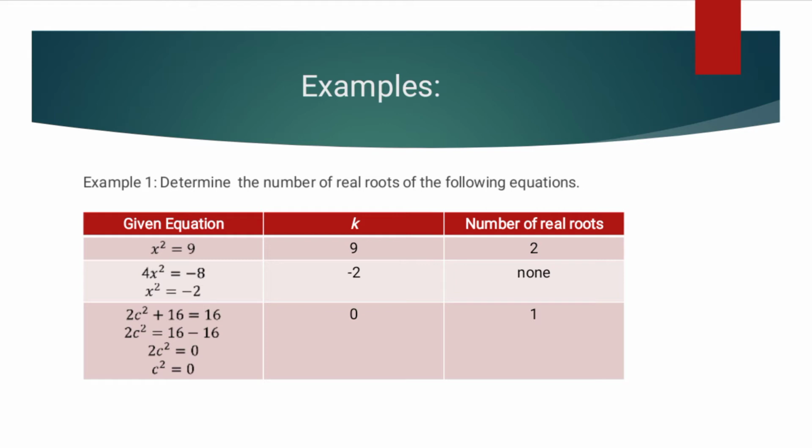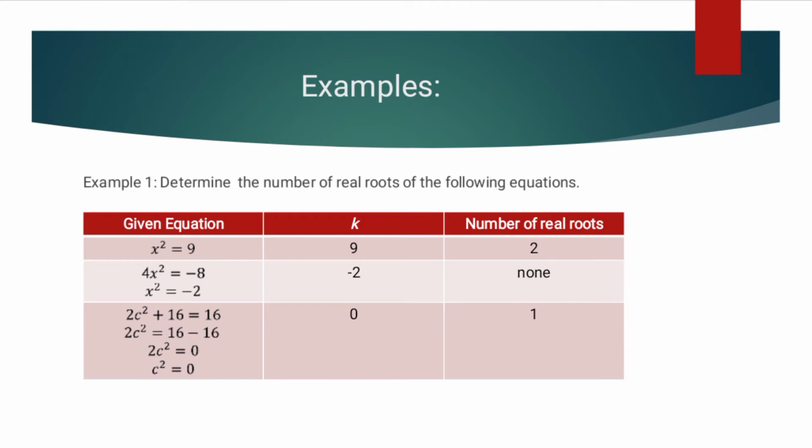4x squared equals negative 8. We are going to simplify first the equation by dividing both sides by positive 4. So 4x squared divided by 4 is x squared. Negative 8 divided by 4 is negative 2. Now, the value of k is negative 2. So, since negative 2 is less than 0, therefore, there are no real roots, or there is no real solution.